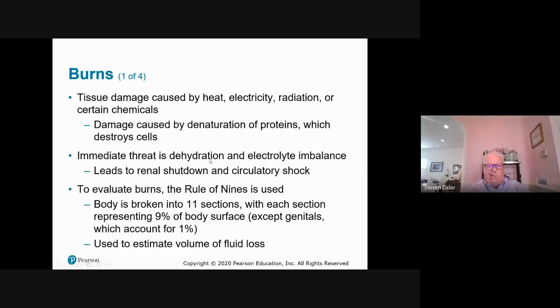We evaluate burns by the rule of nines. And this is an estimation of fluid loss. I will show you the rule of nines. This doesn't explain it very well, but I will try to explain it better for you when we get into the rule of nines.